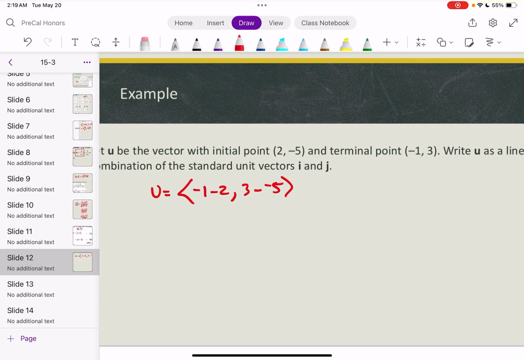We go ahead and combine our first two. Negative 1 minus 2 is the same as negative 1 plus a negative 2, which would leave us with negative 3. And 3 minus a negative 5 would leave us with 8. And that would be equivalent to our u vector. Now keep in mind, this would be our component form.